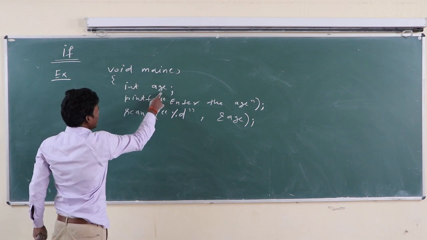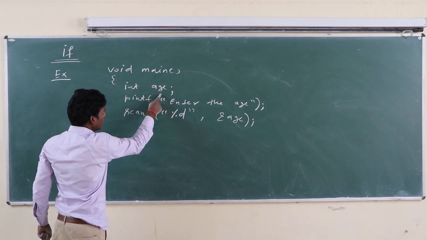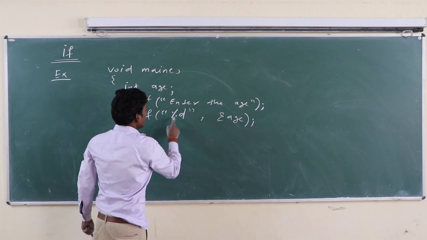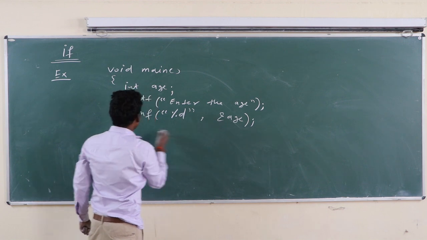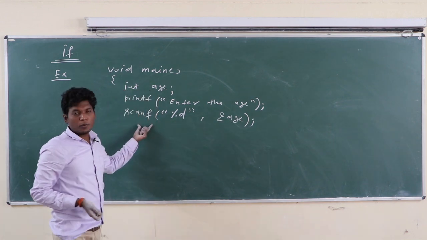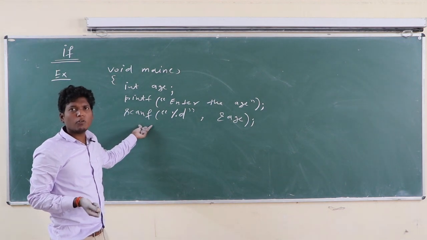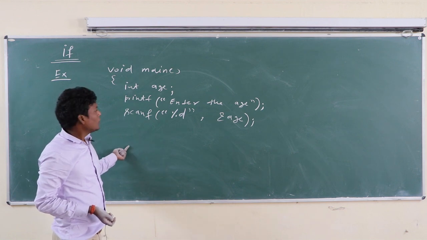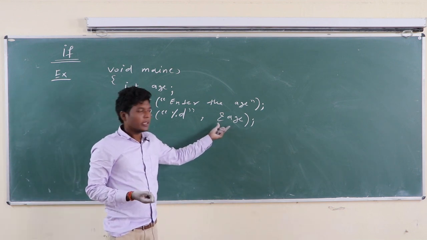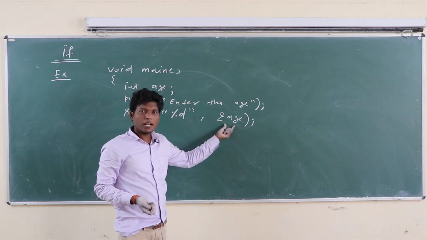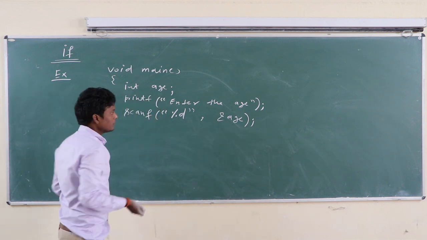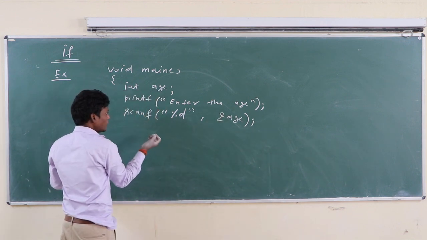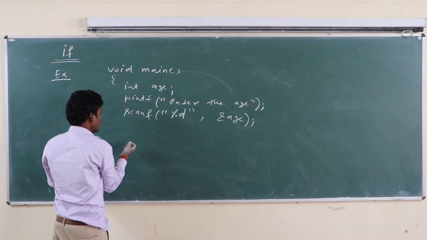Void main, int age. Age is an integer variable. Age is a valid name. Enter the age, percent d. You have entered the age. Okay, now you have input. Now you can perform the operation you want. So the operation is a decision, because it is a decision control instruction. User has inputted their age. Now you can perform what you want.